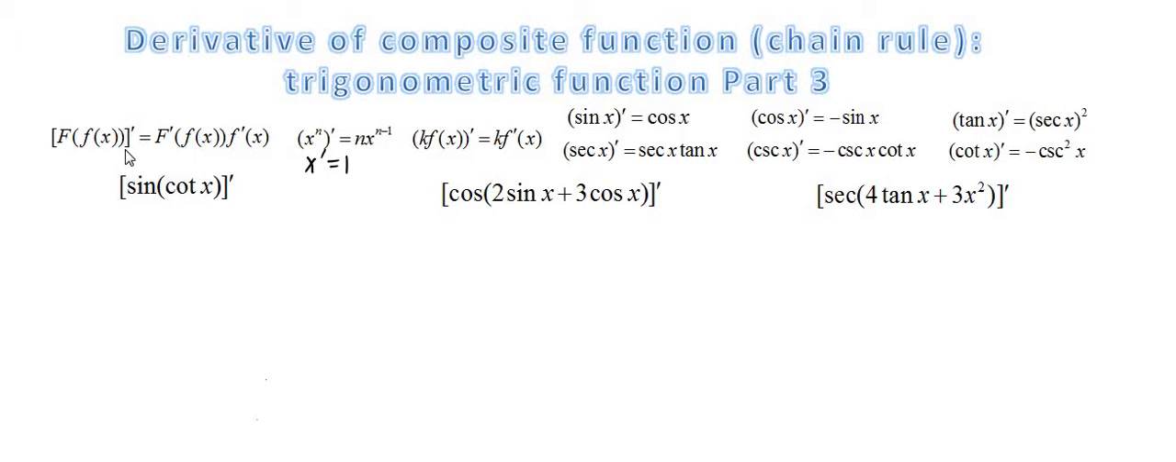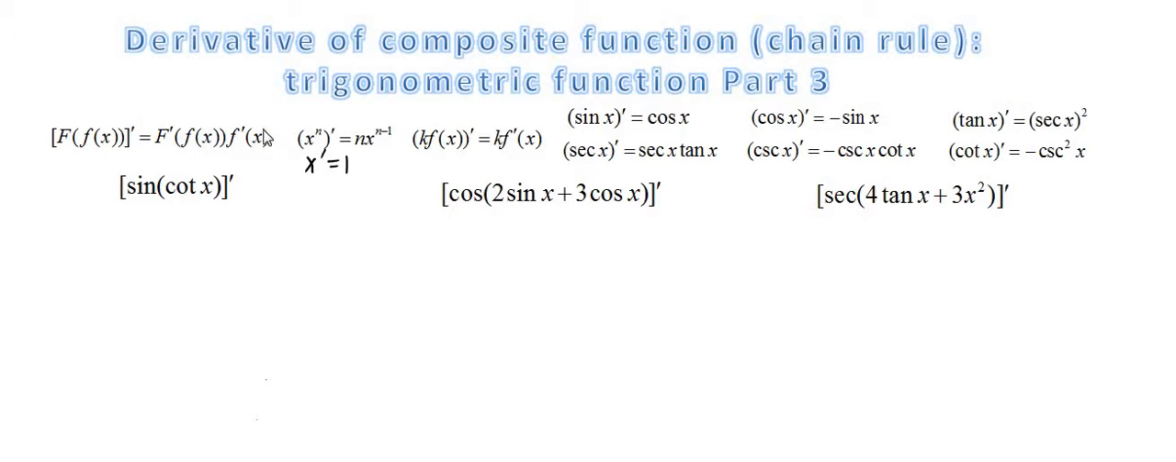Today I'm going to talk about the derivative of composite functions, chain rule, trig functions, part 3. First of all, let's recall the chain rule. The derivative of capital F of little f(x) equals the derivative of capital F evaluated at f(x), times the derivative of f(x). Here the capital F can represent any trig function.